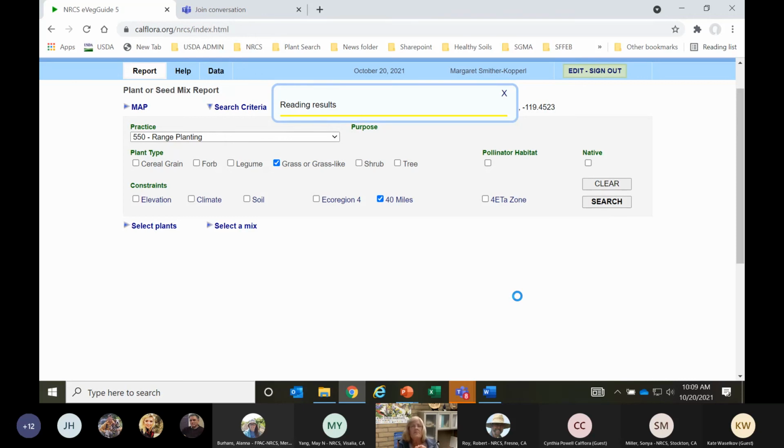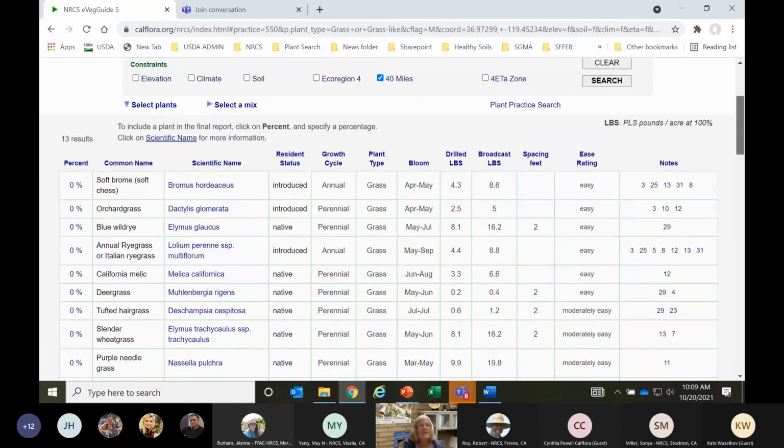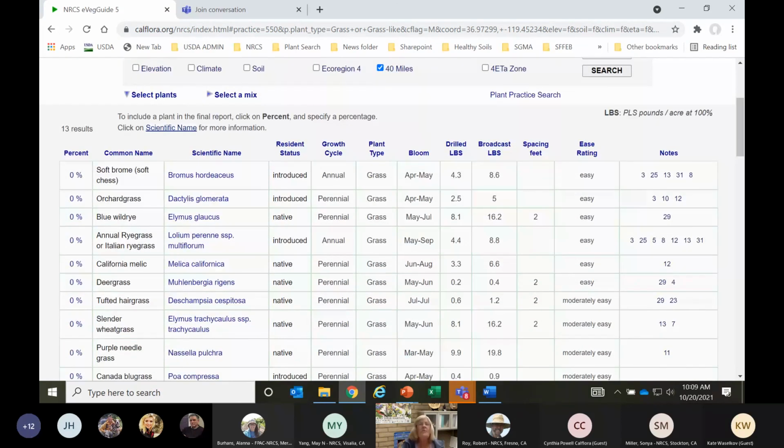All of Calflora's 3 million, well, I'm not quite sure how it works. John Malpas would know. But yeah, this wasn't so long. We have 13 results of suitable grasses that would be appropriate to plant at this location. So there's actually a lot of information here on the different grasses.